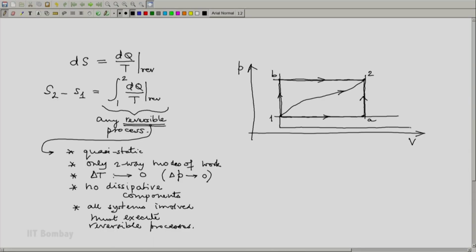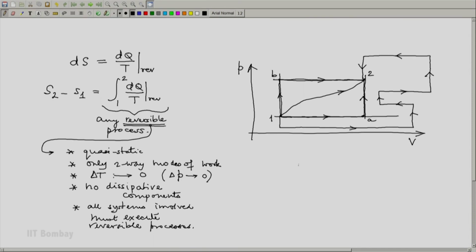Nothing prevents you from taking a very scenic route like this. It is perfectly okay to do this, but it is only more cumbersome to evaluate. If you have really selected a reversible path and done your integration properly, then the result would be the same, and the change in entropy S2 minus S1 will be represented by that expression, which is the integral from 1 to 2 of dq by T over a reversible process.